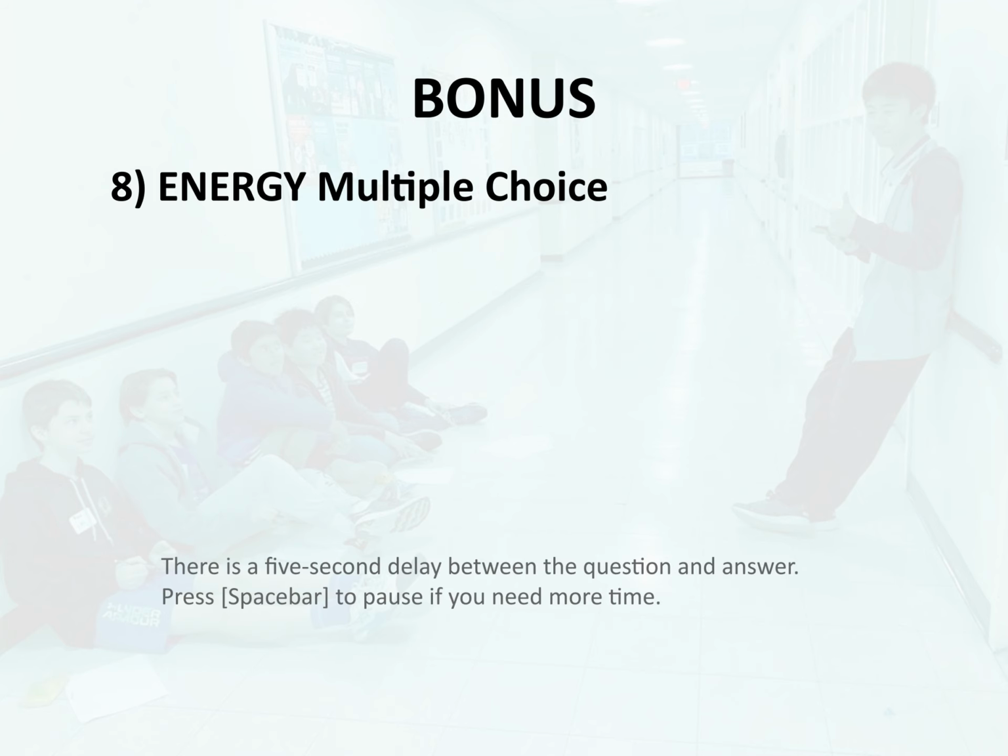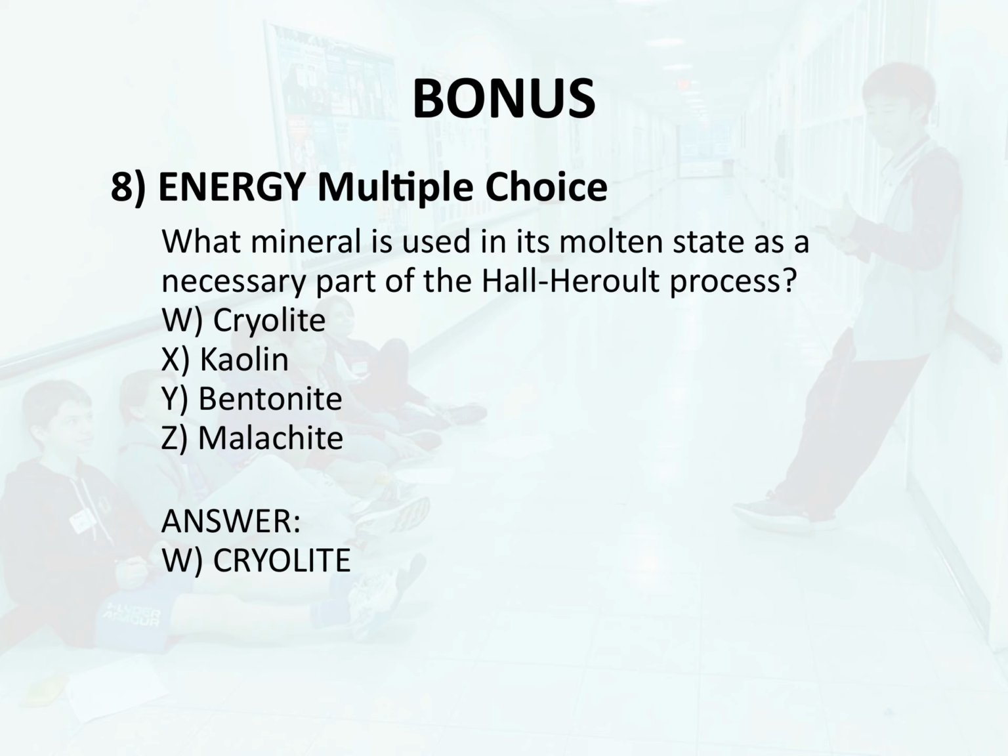Bonus 8. Energy. Multiple choice. What mineral is used in its molten state as a necessary part of the Hall-Héroult process? W. Cryolite. X. Kaolin. Y. Bentonite. Z. Malachite. Answer. W. Cryolite.